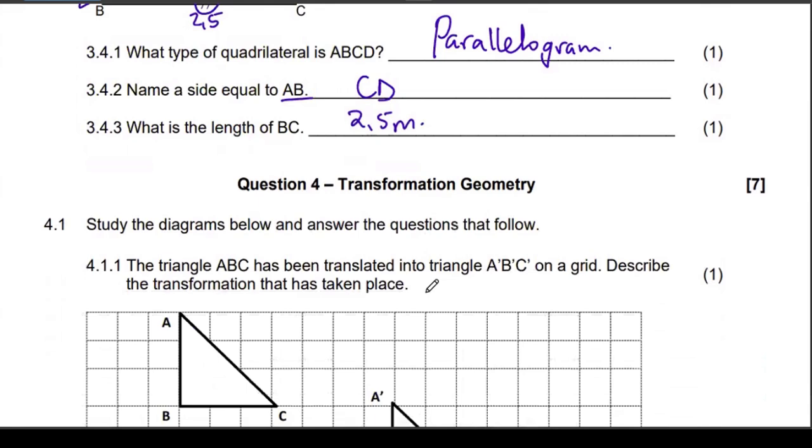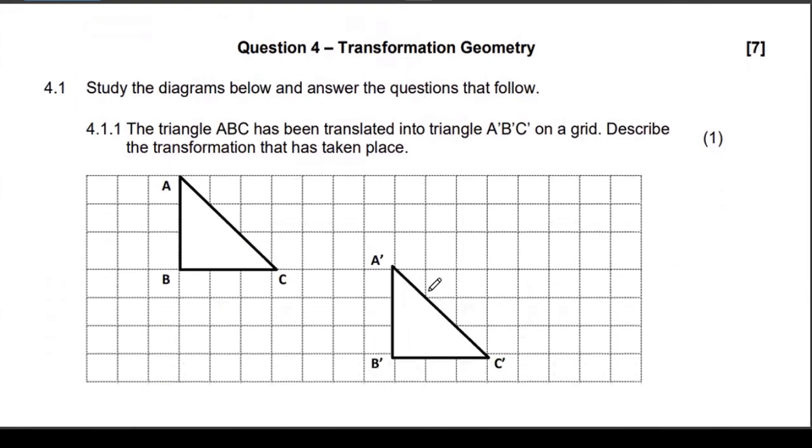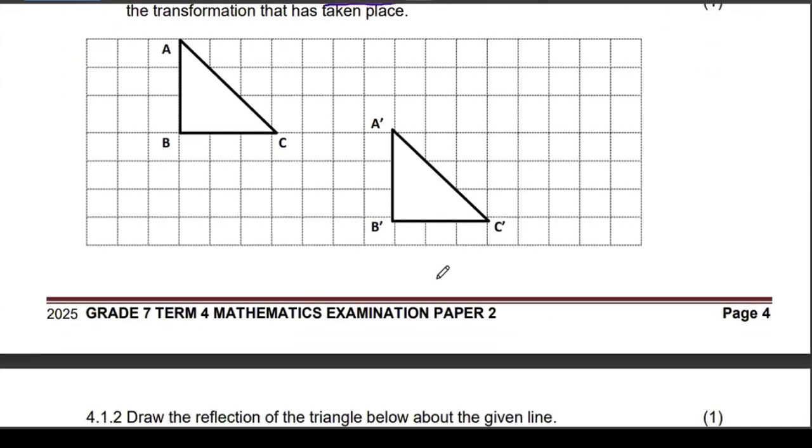All right, then question 4, which is the transformation geometry. Study the diagrams below and answer the questions that follow. Triangle ABC has been translated. It has been moved around into triangle A prime, B prime, and C prime on the grid. Describe the transformation that took place. So when it is a translation, you need to talk about the move in the X and then also the move in the Y. So if I look at point A, let me use point A, because you don't need to use all the points, just use one point.